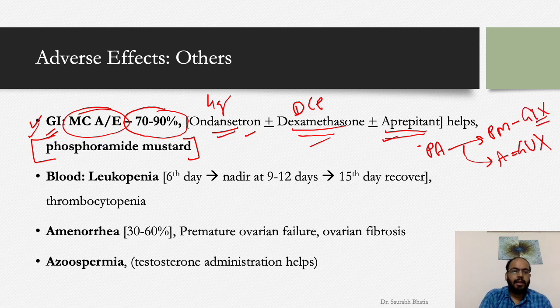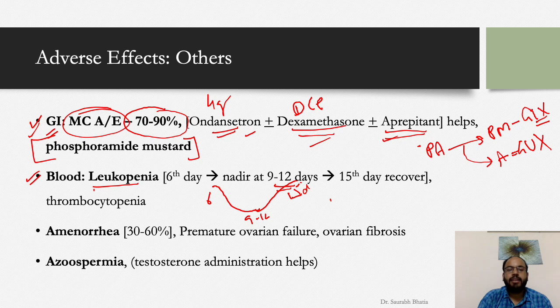Okay. Now, leukopenia is one of the most important hematological side effects of cyclophosphamide. It starts from the 6th day and nadir is reached in 9 to 12 days. So, what nadir means, whenever there is a wave or a graph, the highest point is zenith, the lowest point is nadir. That means the cell count keeps on decreasing and it reaches the lowest point in about 9 to 12 days, and by 15 days they start to recover.